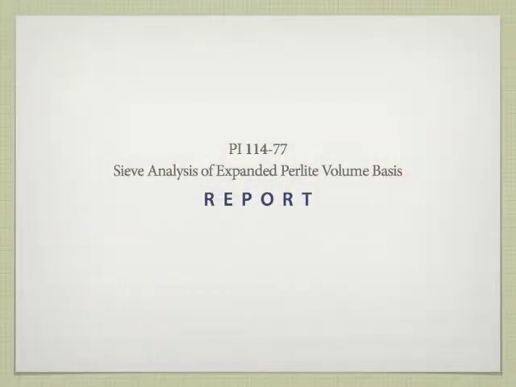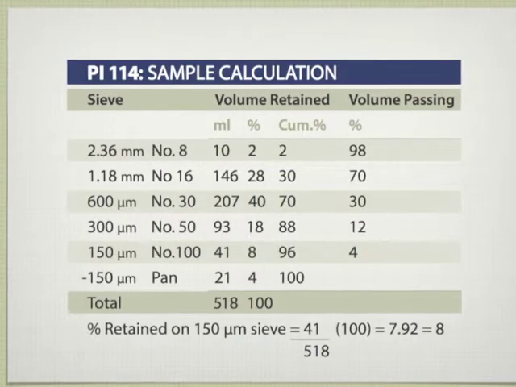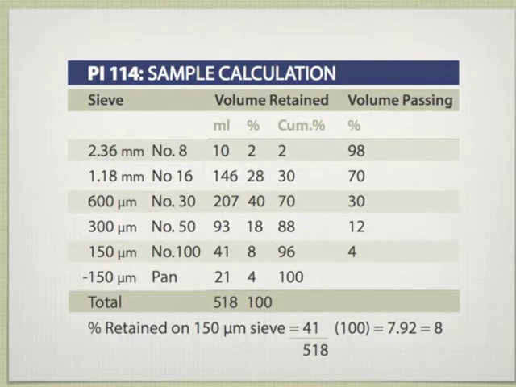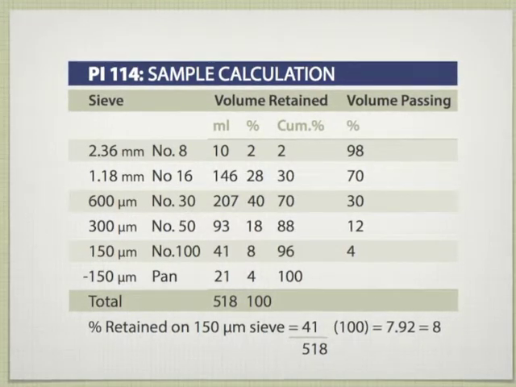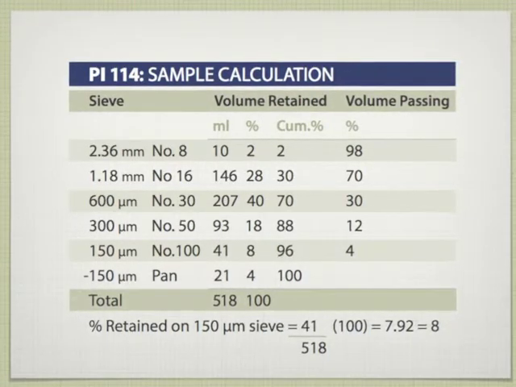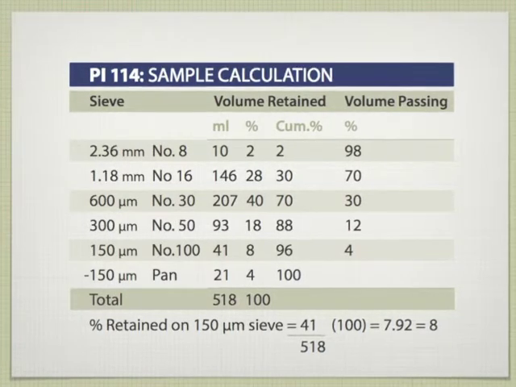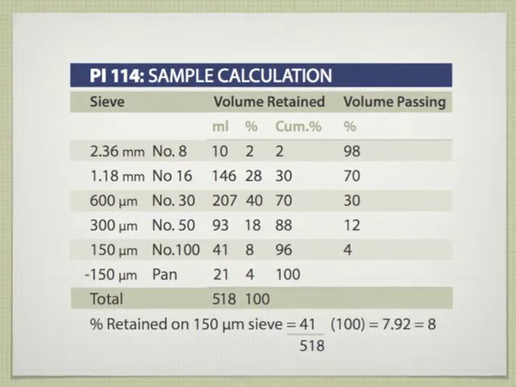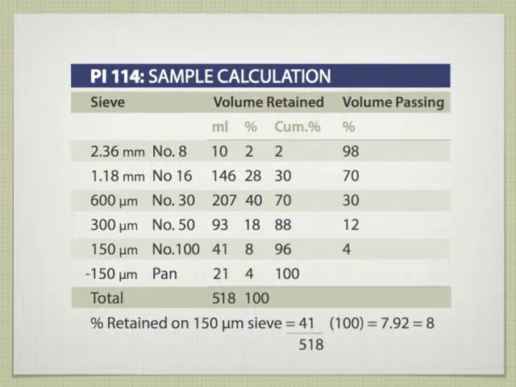The volumes of the individual sieve fractions shall be expressed as percentages of the sum of the volumes of all fractions, not original sample volume. The cumulative percentage retained on each designated sieve shall be calculated by summing the individual percentages of all fractions larger than that sieve. Report the percentages to the nearest whole number.